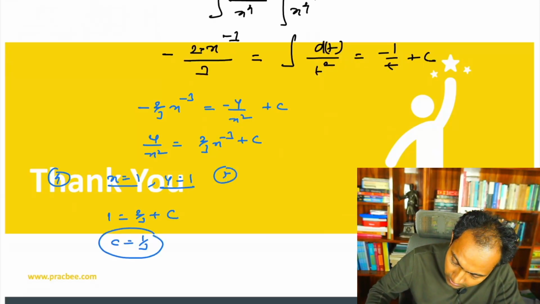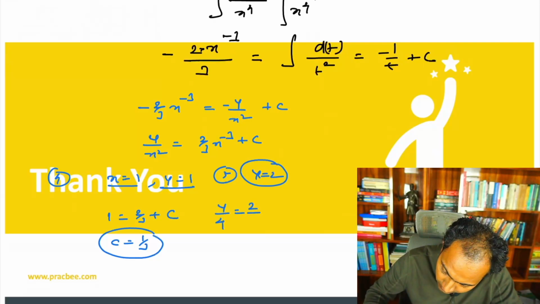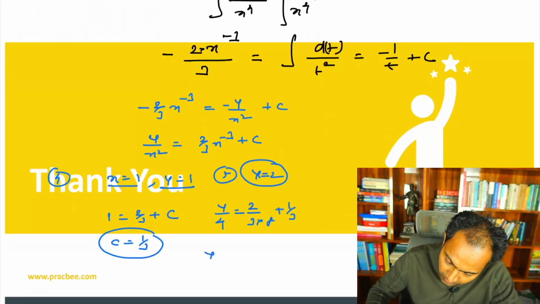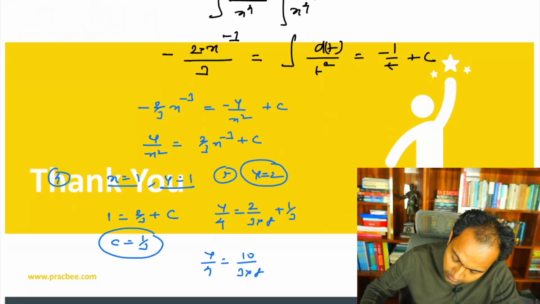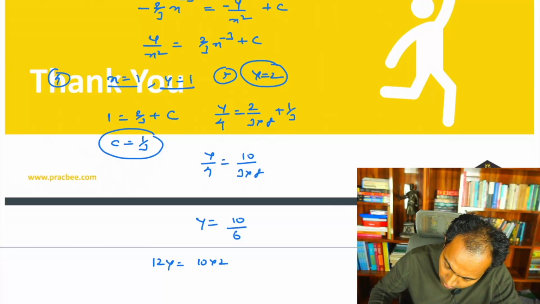In the fifth part, for getting the value at x equal to 2, if I put 2 here, let us see what happens. This becomes y by 4. This becomes 2 by 3 into 8 plus 1 by 3. So this is simplified. This is y by 4. This comes out to be 8. This will become 10 by 3 into 8. And if I simplify it further, y will be equal to 10 by 6, that would be equal to 10 into 2. Answer comes out to it.